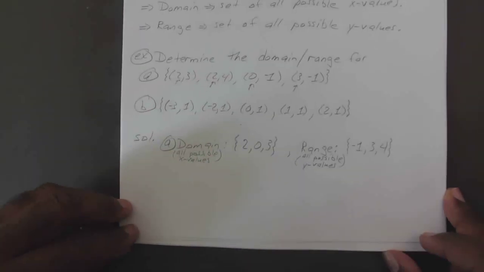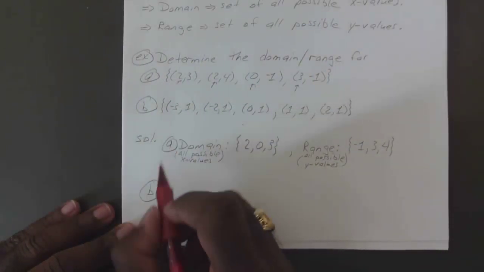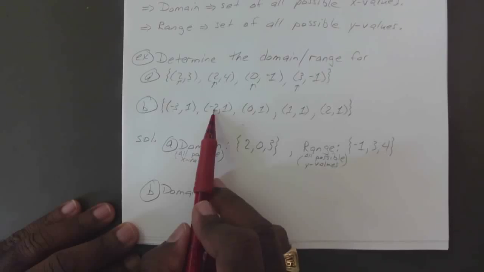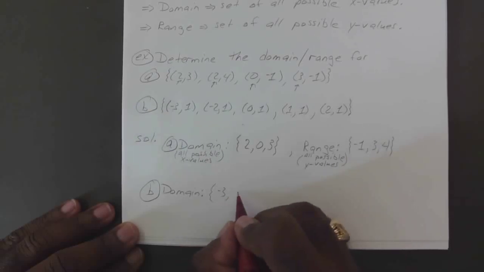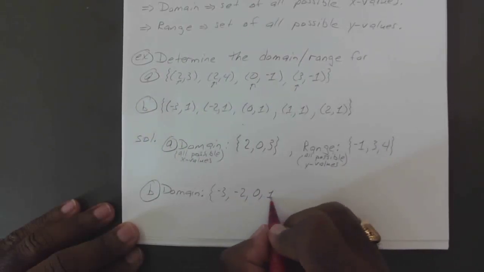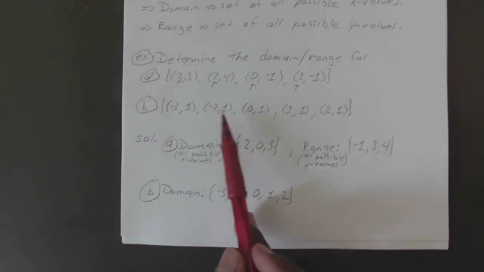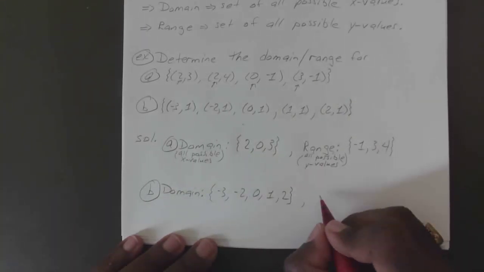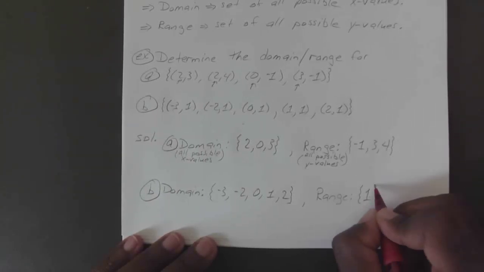All right, so let's try for B. Your domain, if you notice all your x values, -3, -2, 0, 1, and 2. And your range, if you notice, they're all just 1s. If they repeat, you don't have to write them over again. If you have 5 1s, you just have to write 1 one time. So your range is just 1.